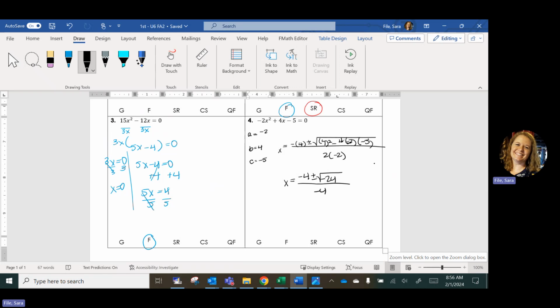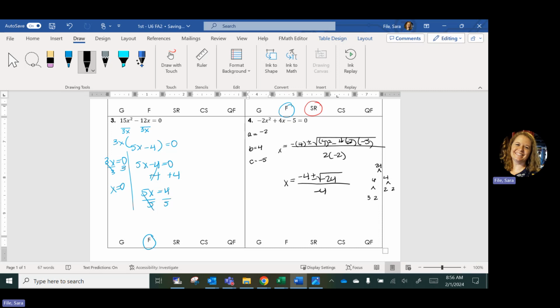So I'm going to do a factor tree for 24. What are some factors of 24? Any two factors of 24? 6 and 4, okay. Factors of 6. And factors of 4. All right, so here's my factor tree.